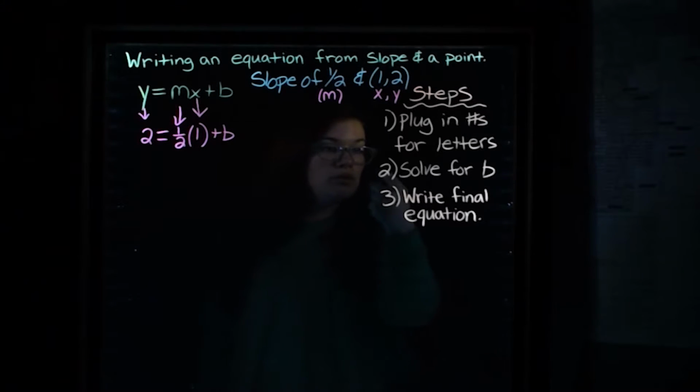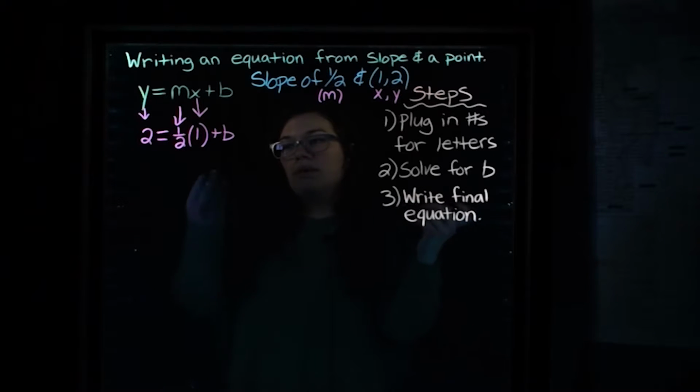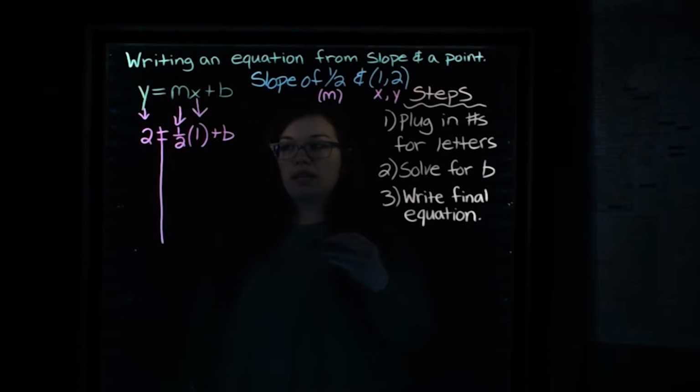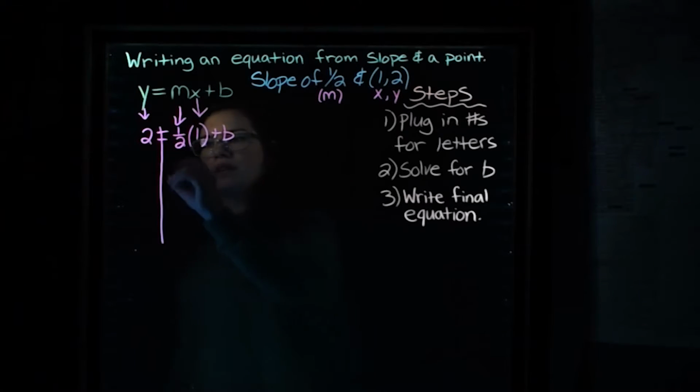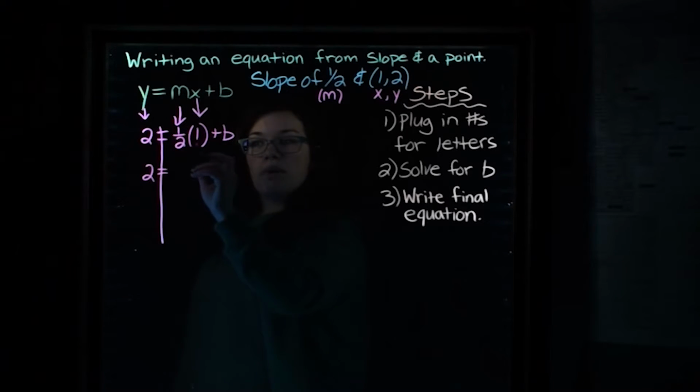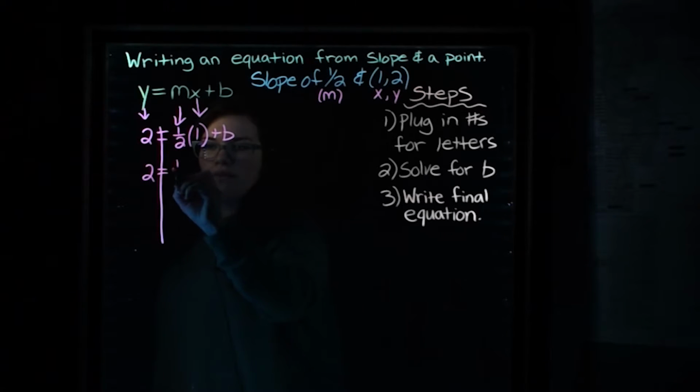Now, step 2, solve for b. B is my only letter in here, so I want to know what that is. So I want to get b alone. So let's go ahead and do it. There's nothing on the left side except for that 2, so I just rewrite that. But now my problem's telling me to multiply a half times 1. Anything times 1 is itself, so I have a half plus b.